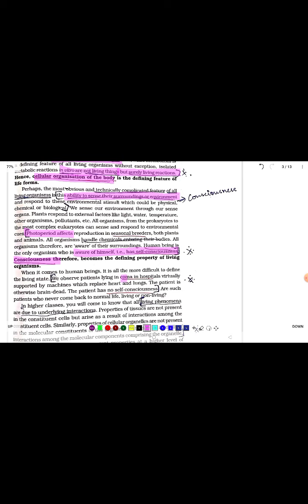We observe patients lying in coma in hospitals, virtually supported by machines which replace their heart and lungs. The patient otherwise is brain dead. In case of coma, the patients are not said to have self-consciousness. They are alive, but their brain is dead. That is the condition we want to describe, the perfect medical term.